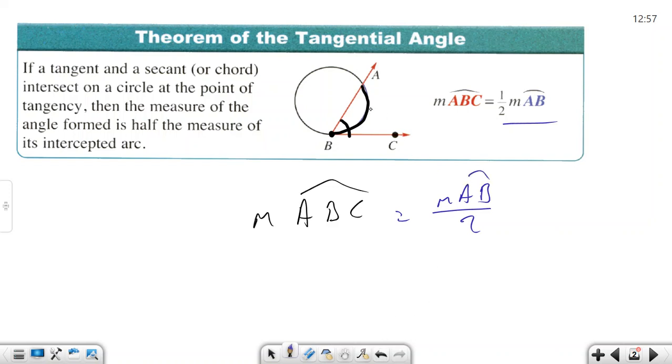Such as, if this arc is 100, then the angle is 50. If the angle is 40, the arc is 80, like that. So the arc is 2 times the angle. You can say from here, measure of arc is equal to 2 times measure of angle.